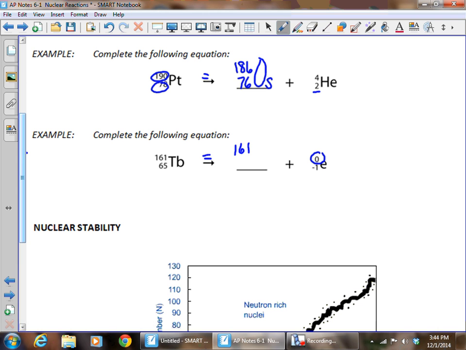They're continually putting 64 on the bottom in a situation like this. But you're subtracting 1 here, so make sure that this bottom number ends up being a 66. So 66 minus 1 gives you the 65 on the other side. Now, number 66, if you look it up on the periodic table, is dysprosium. So dysprosium 161 is the product of this reaction.